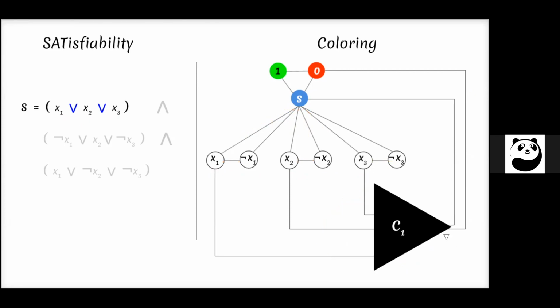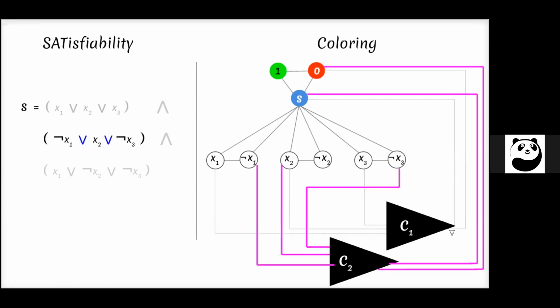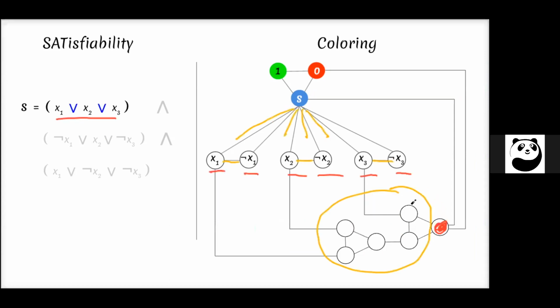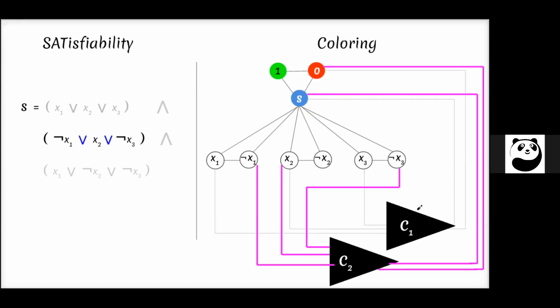I abstracted the gadgets here in this triangle. You know, we will add a gadget for every clause. It's exactly the same thing. The black triangle is that gadget that we saw. It's this gadget abstracted away. So we will do exactly the same for each of the clauses.